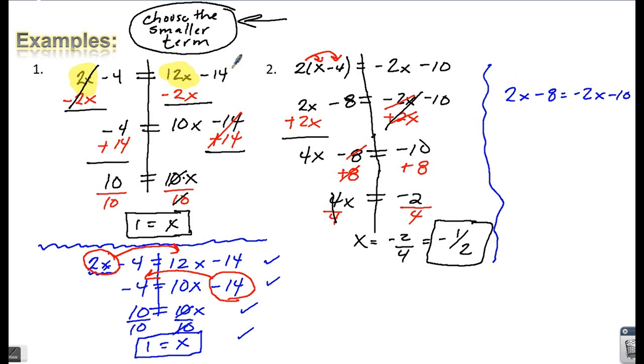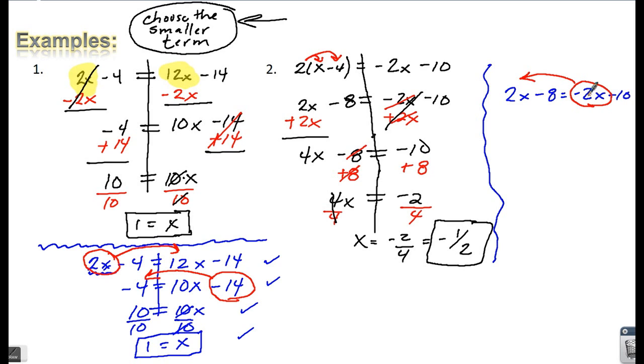Okay, so again, we're going to choose the smaller term. The smaller term we're going to use is going to be between the 2x and the negative 2x. I'm going to use the negative 2x because that's the smaller term. This will keep my answers positive. So I'm going to go ahead and jump this over. What happens to the negative 2x? You're right, it'll become a positive 2x.